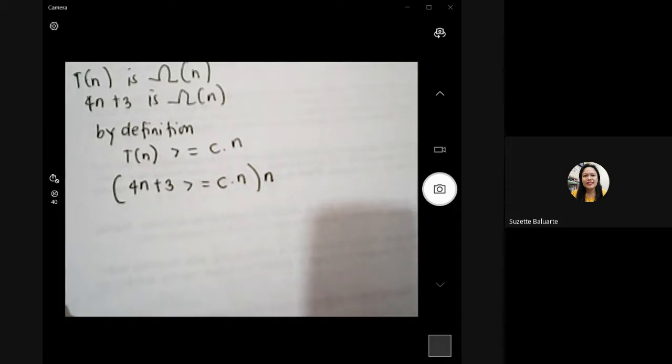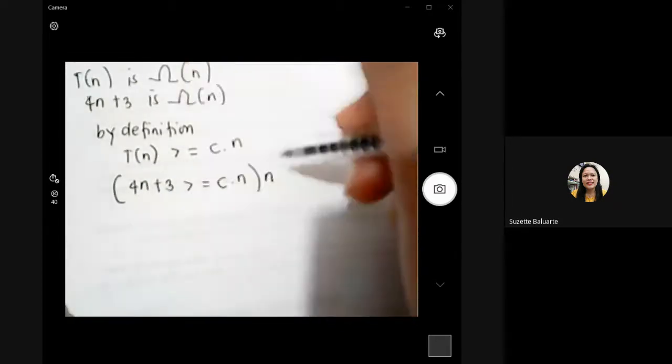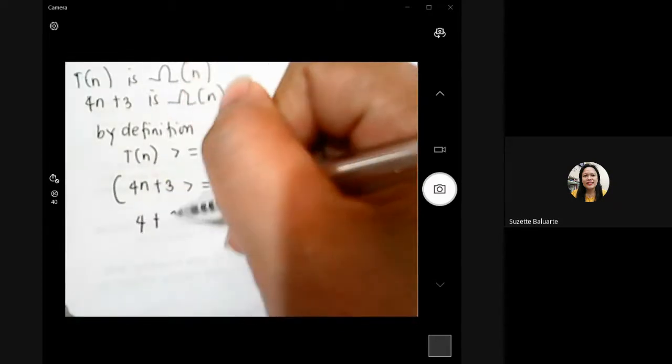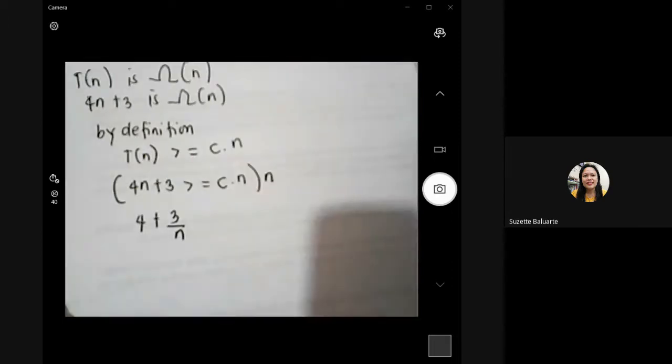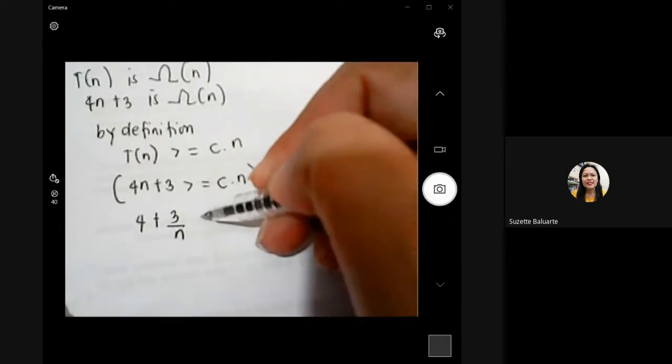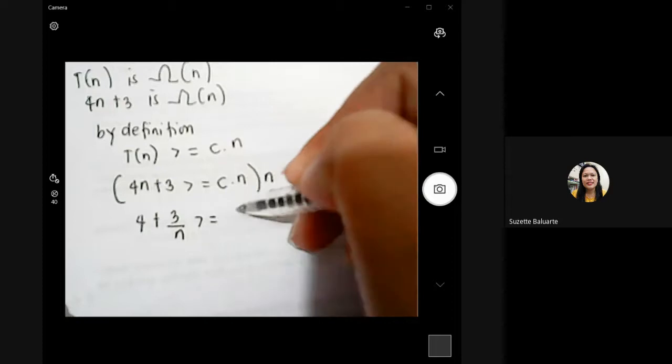So, if big O goes from big to small, what is big omega? Okay? So you divide both sides of the given equation by n. So again, it will happen like this: 4 plus 3 over n, greater than or equal to C.